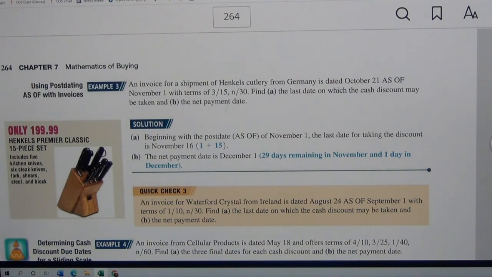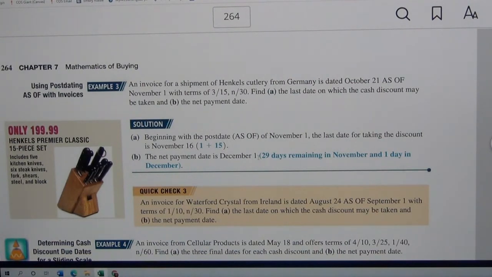If it's November 1st, we're going to add 15 days, then the discount is up to the 16th. So if you pay on or before the 16th, then you can take the discount. Otherwise, it's due in net 30. So when is that? It started on November 1, and we're going to add 30 days to that. 30 minus 1, because there's 30 days in November, that's only 29 days in November. So that takes us to the following month, December 1st.